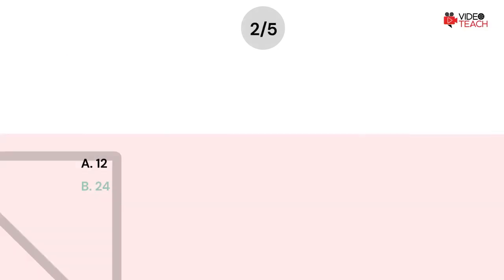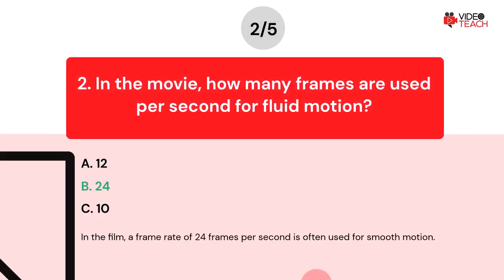The correct answer is option B. In the film, a frame rate of 24 frames per second is often used for smooth motion.